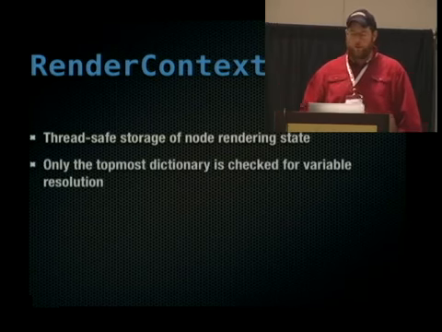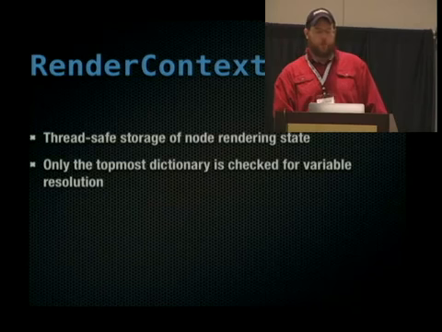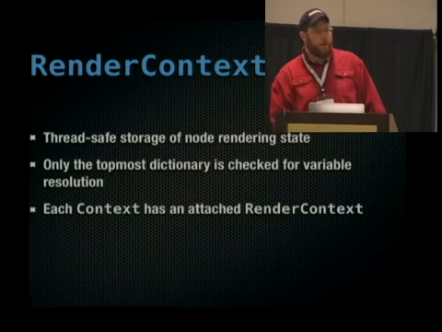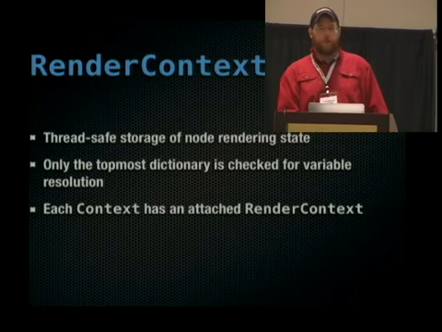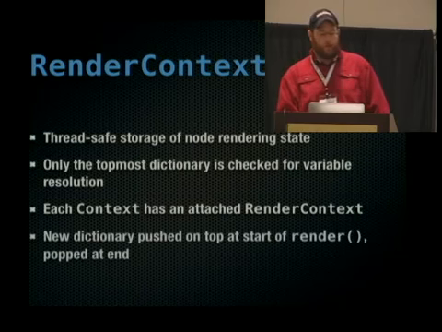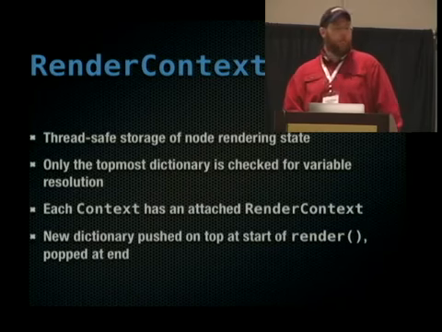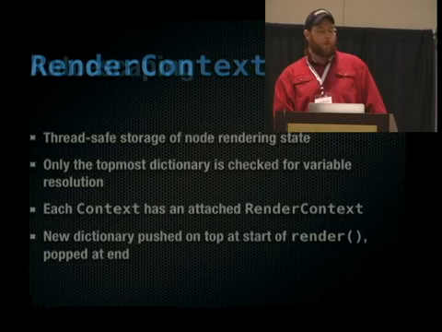Render context is also a stack of dictionaries. Only the topmost actually gets checked for variable resolution. And there is a render context attached to each and every context instance in Django. So basically every time you render a template, you get one of these, and any template tags that need to store state but may run into thread safety issues can take advantage of that. A new dictionary gets pushed onto the top at the start of each render call, and popped off at the end.